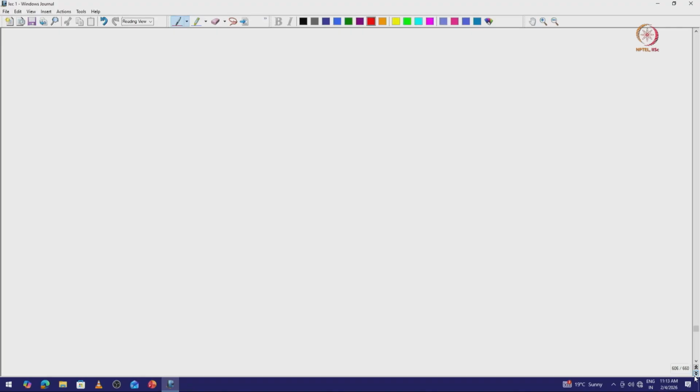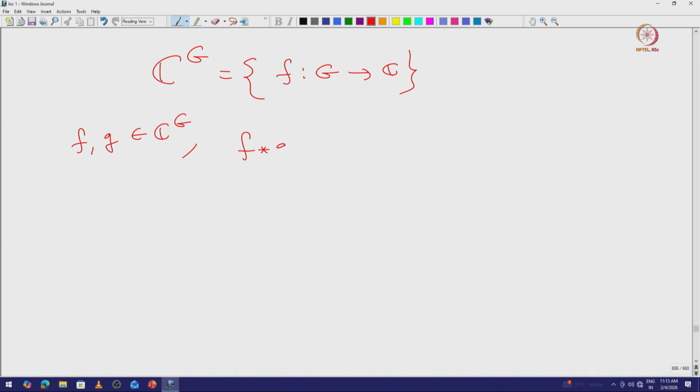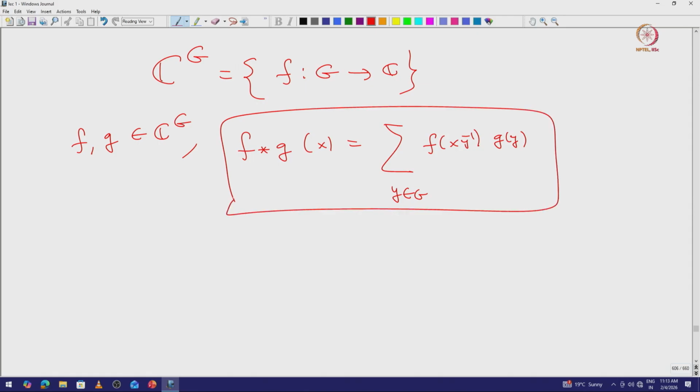So recall the convolution product that we defined on CG. CG is the space of C valued functions from G, and we defined the convolution product. Given f, g in CG, f star g of x is defined to be the summation of f of x y inverse g of y, y in G. So this is the product that we defined. We claim that indeed this convolution product gives an algebra structure on CG.